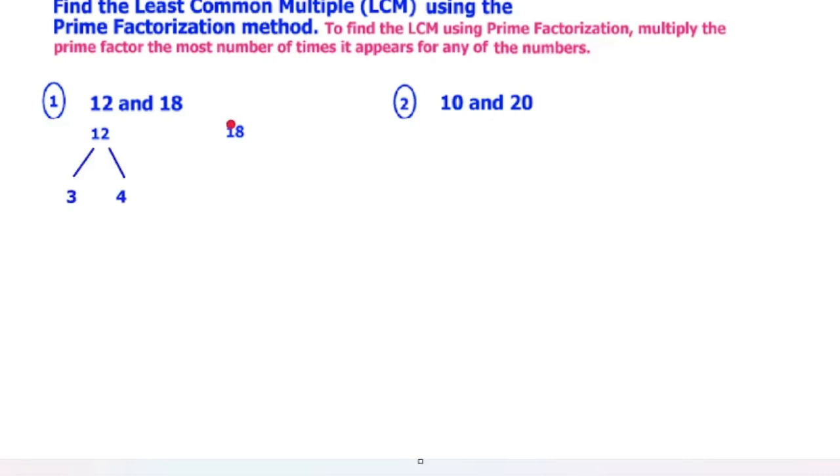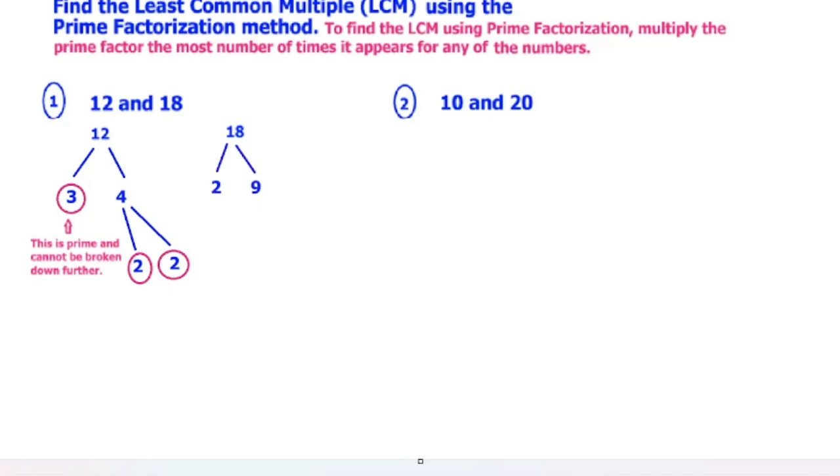So when we factor 12, we figure out what can be multiplied to give you 12. So 3 and 4 can be broken down. 12 can be broken down into 3 and 4, okay? So 3 is already prime and cannot be broken down further. So we leave that one alone. Now we can focus on 4. 4 can be broken down into 2 and 2, right? 2 times 2 gives you 4. These are now prime. They can't be broken down any further.